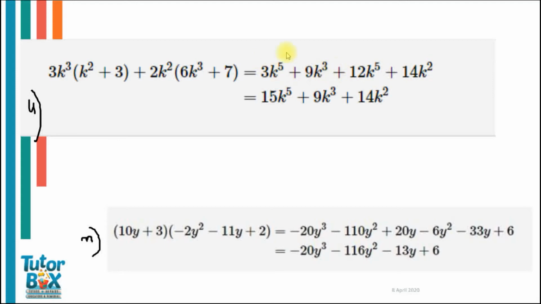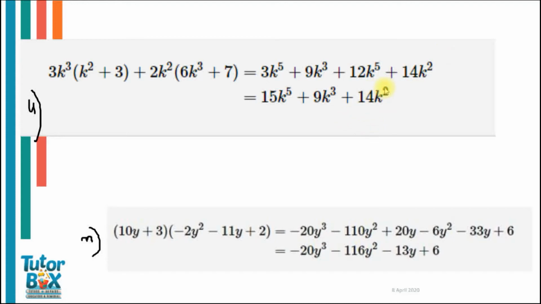Do the same thing, with your highlighters, you choose the like terms. You have 3k to the 5, 12k to the 5. If I add those, I get 15k to the 5. And then I also have 9k to the 3. There's my 9k to the 3 and my 14k squared.